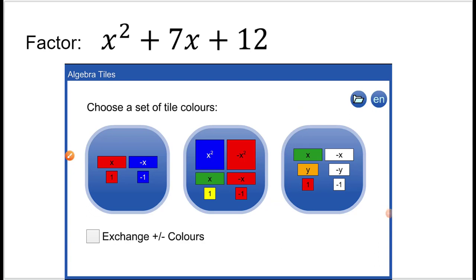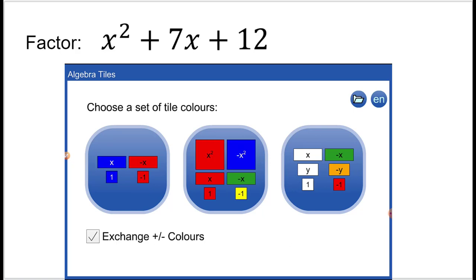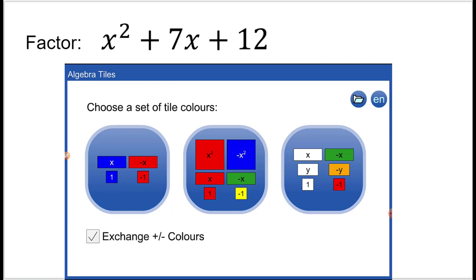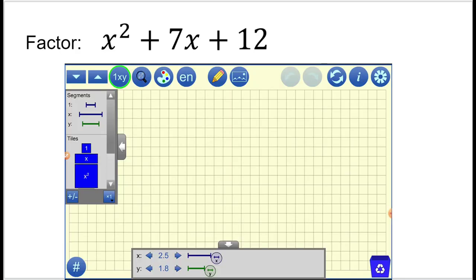So once you get the app open, it should open up to a screen that looks like this one. One thing that I always do is I change my colors. I switch them around because I always like my positive tiles to be blue and my negatives to be red. So if you look at the first little box, the red tiles are x's. I switch those around. I like this method. So go ahead and change that, and here's the screen.